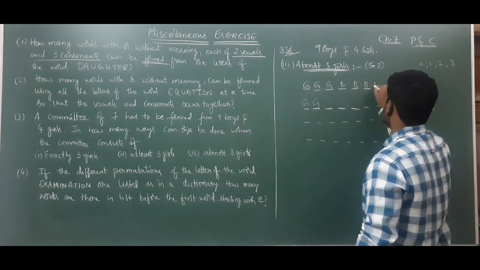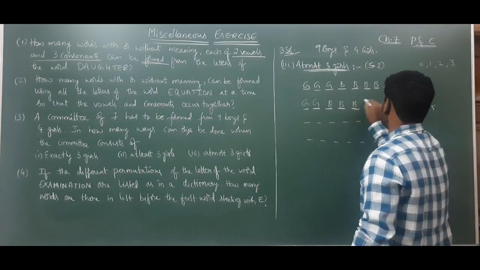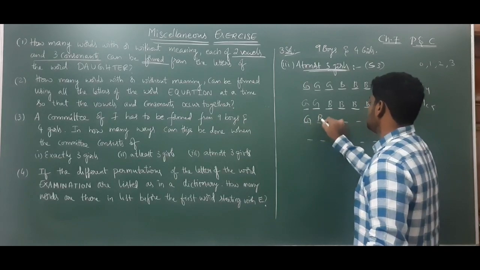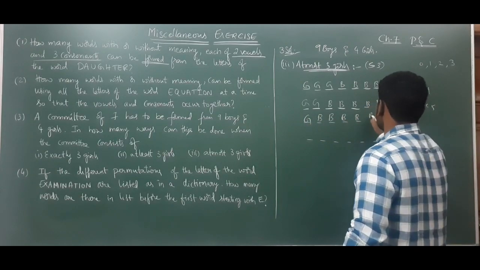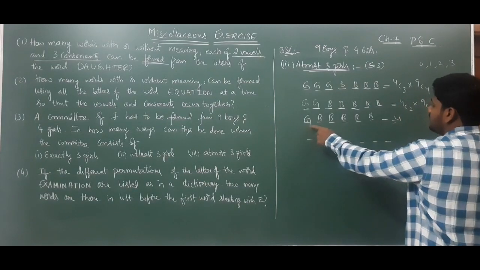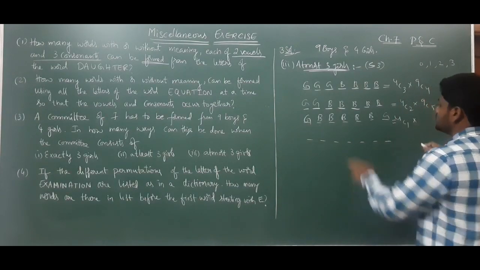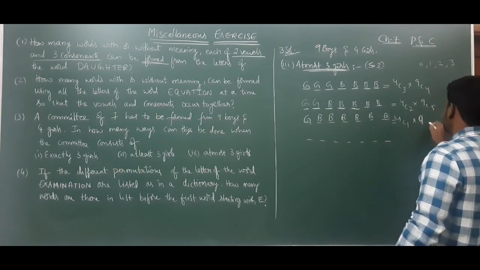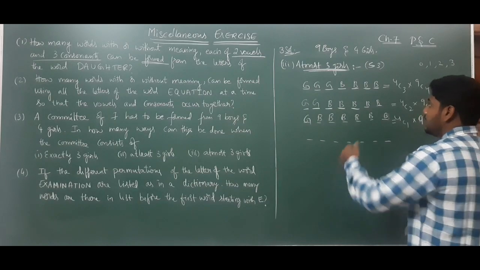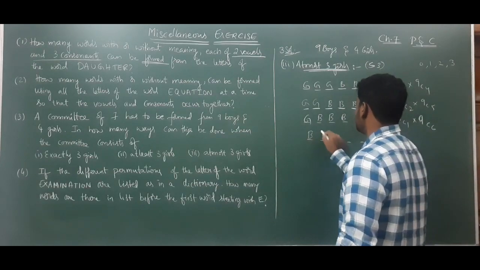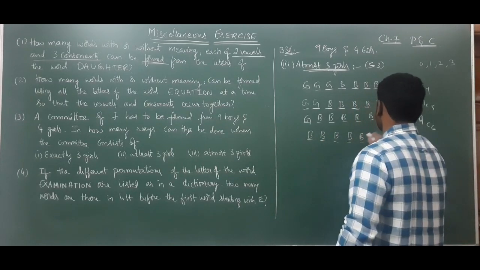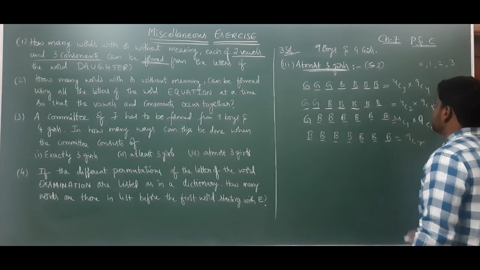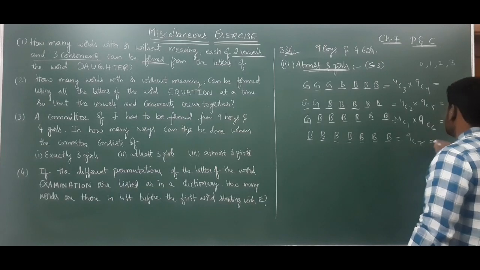These should be boys, right? So 2 girls over. Next 1 girl. So that means remaining 6 should be boys. So selecting 1 girl is 4C1 into selecting the remaining 6 boys is 9C6. Next, at most 3. So 0 girls. 0 girls means what? All should be boys. So selecting 7 boys out of 9 boys is 9C7. So individually you simplify this, you will get the values.